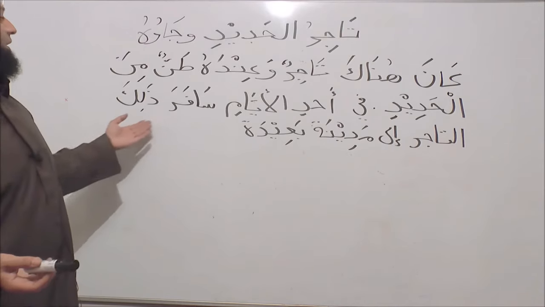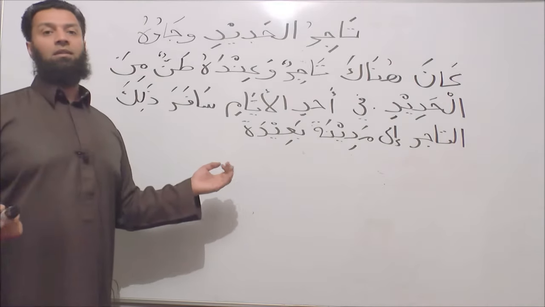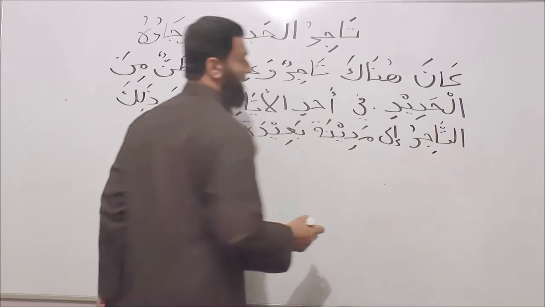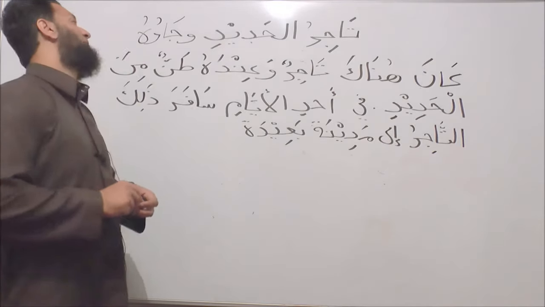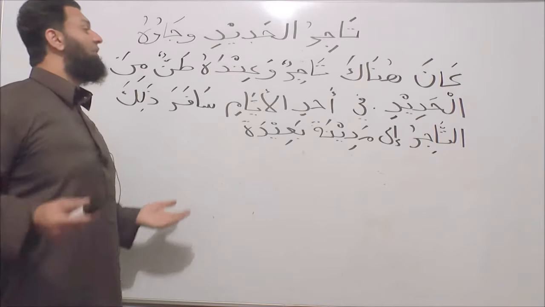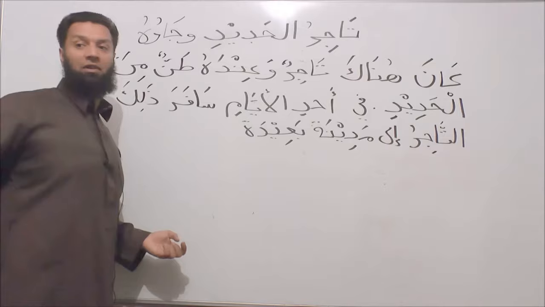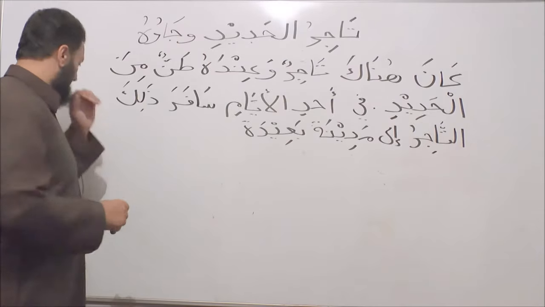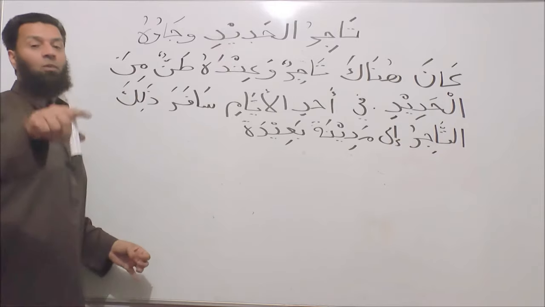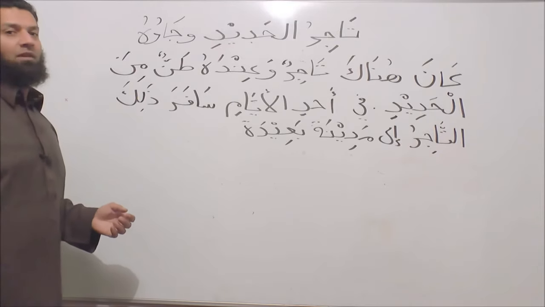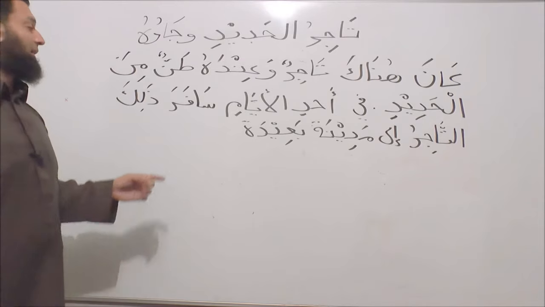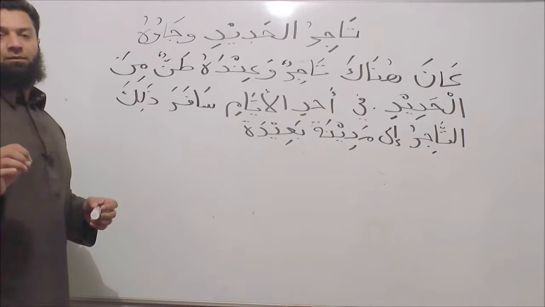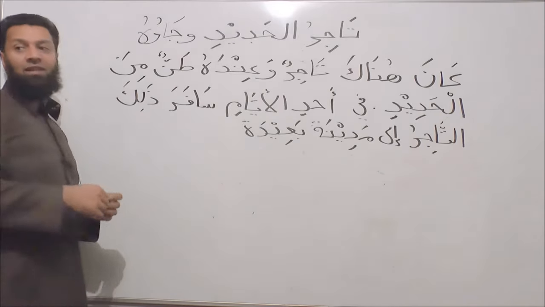في أحد الأيام سافر ذلك التاجر. We know what التاجر means, right? Merchant. The merchant. So who is our doer? Who is the one who traveled? Merchant. Right, except that's not the doer, that's not the fa'ilun. If tajiru is not the fa'ilun, what is the fa'ilun? He traveled. Dhalika is the fa'ilun. It's there. Dhalika is the fa'ilun.